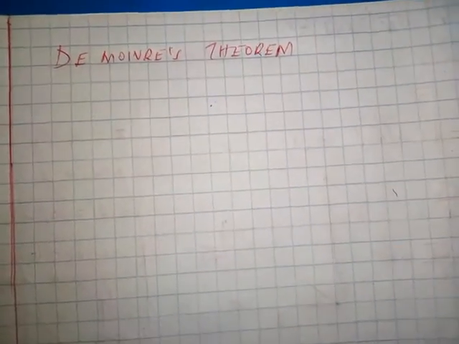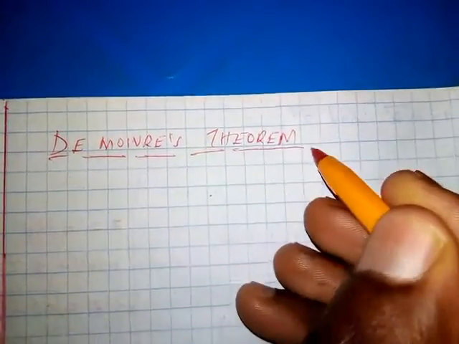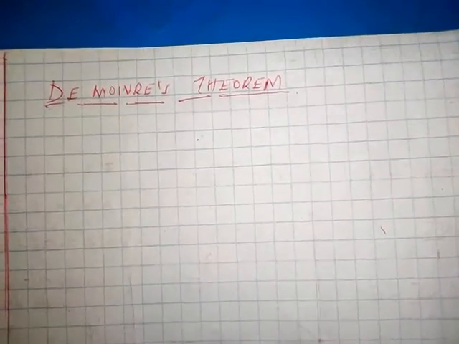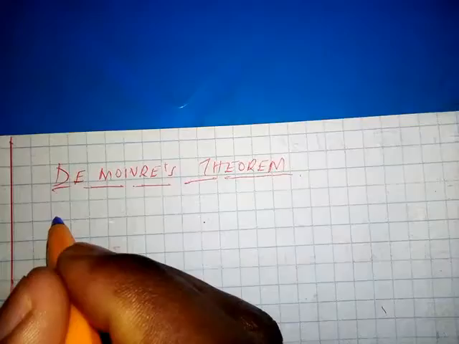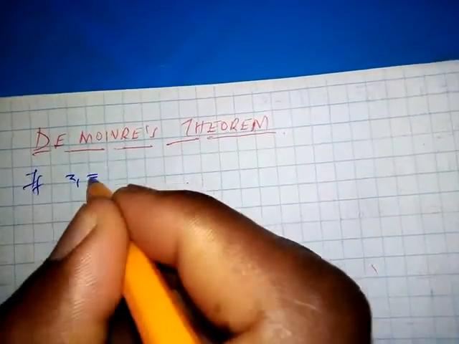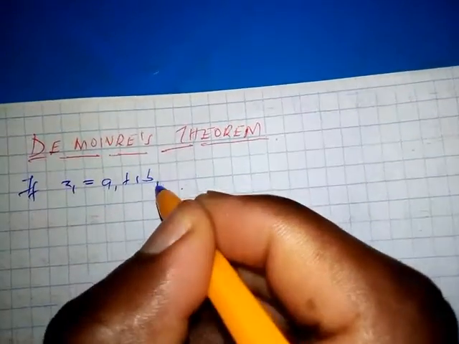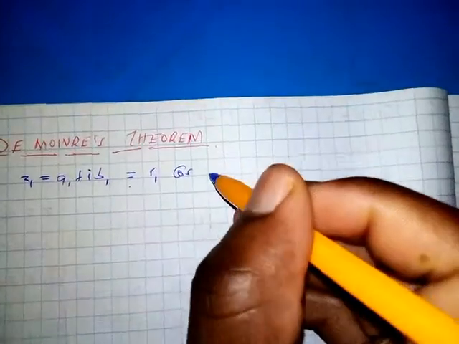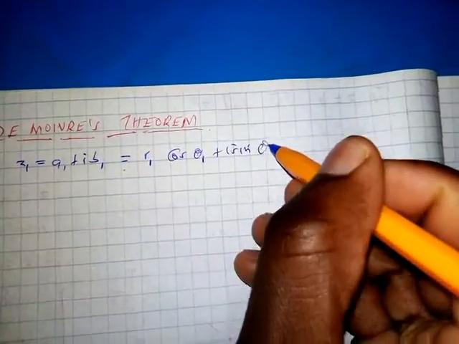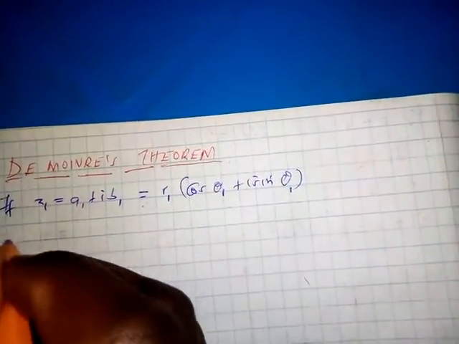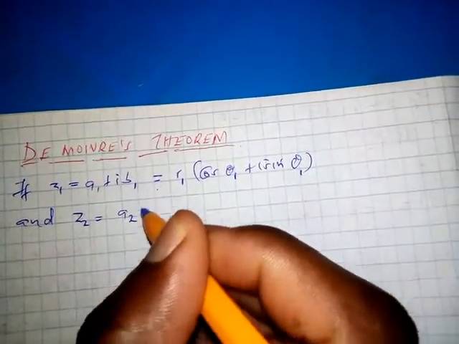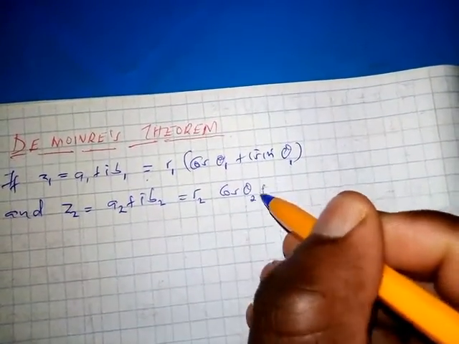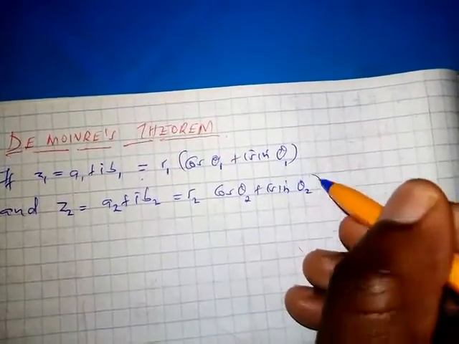De Moivre's theorem. Say if Z1 is equal to A1 plus iB1, which is equal to R1 (cos theta 1 plus i sin theta 1), and Z2 is equal to A2 plus iB2, which is equal to R2 (cos theta 2 plus i sin theta 2).